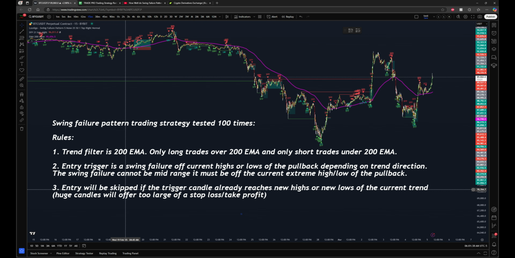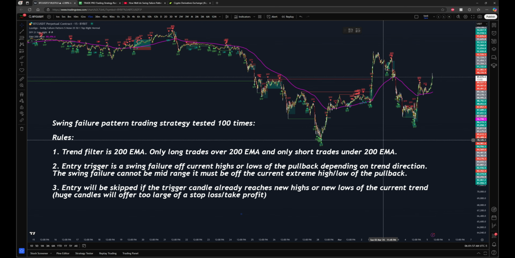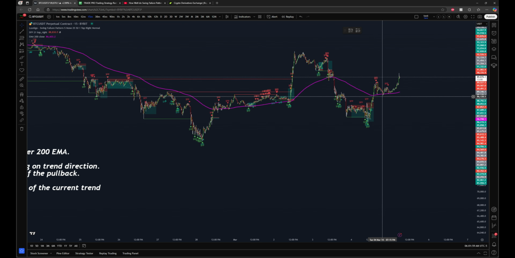An entry will be skipped if the trigger candle already reaches new highs or lows of the current trend. So essentially, if a massive candle ends up being our entry trigger, a valid trigger will actually be skipped if that candle already reaches a new higher high in the trend. So let's say we get a pullback, let's say right here we had this pullback into the 200 EMA. We got a long right here, but that long candle, our trigger entry candle with the swing failure pattern, closed all the way up here for a new high. We would not be entering that one.